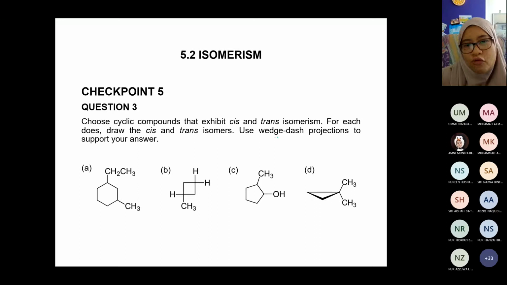Okay, before we will go for the projection ataupun nak draw the cis and trans, kita kena identify dulu in the first place, do we have geometrical isomers for all of these molecules? Jawab soalan pertama tu dulu. Kalau ada, baru kita boleh go for cis and trans. If we don't have the geometrical isomerism, if the molecule does not comply with the two rules for geometrical isomerism, so tak payah mimpi lah nak ada cis dengan trans. Okay, alright, so let's check for A. Do we have cis and trans for A, guys?